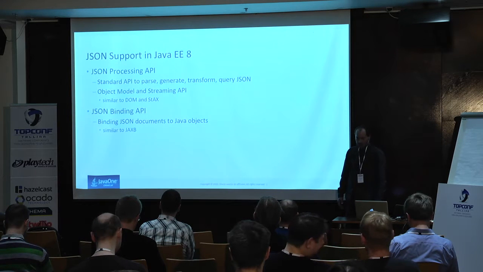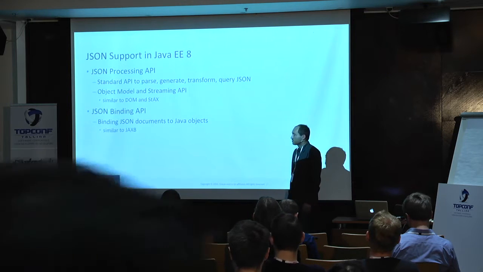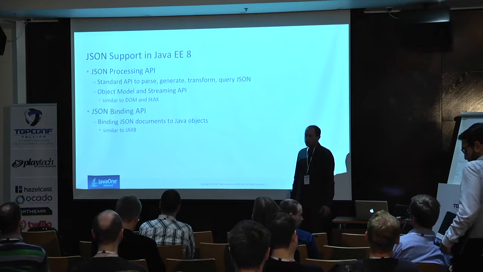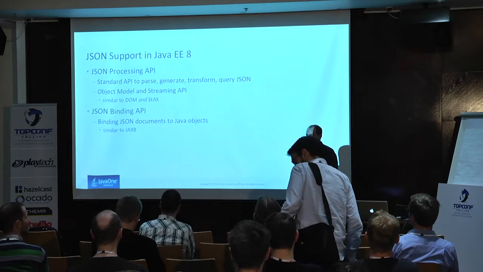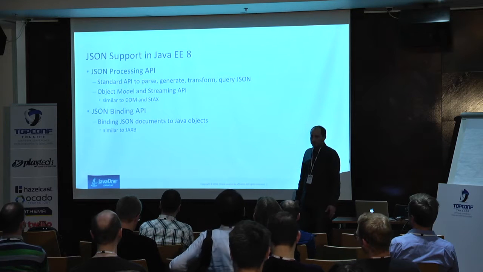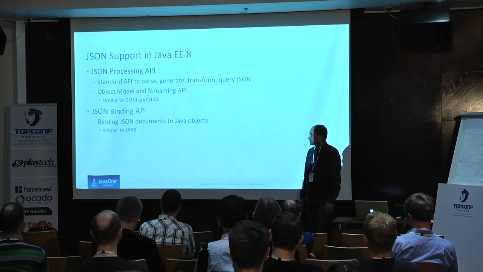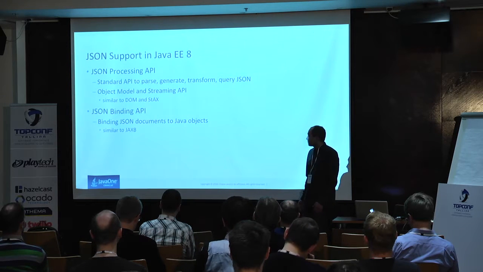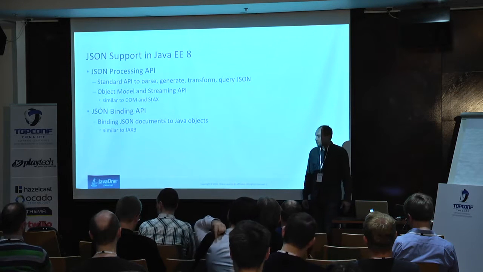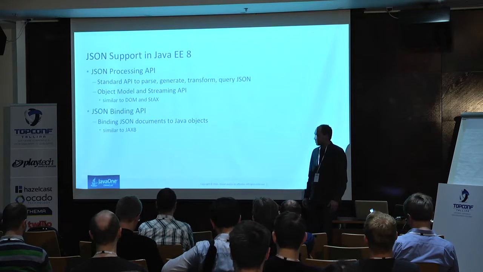So let's start. JSON support in Java EE 8 will consist of two parts. The first part will be the Java JSON processing API. The second part will be the JSON binding API. You probably know the former from current Java EE 7, which already contains version 1. It offers a standard API to parse, generate, query, and transform JSON documents. It also offers an object model-based API and a streaming API, which is similar to the DOM and SAX models known from the XML world.